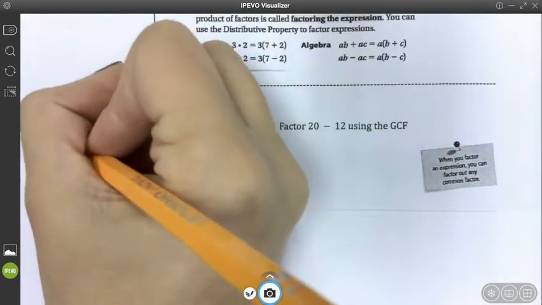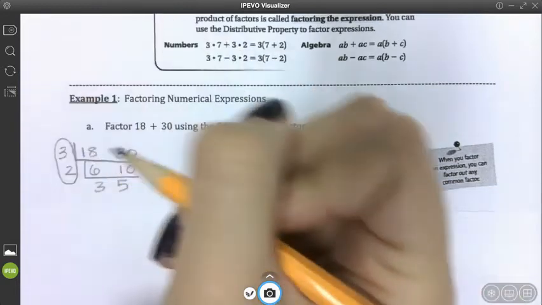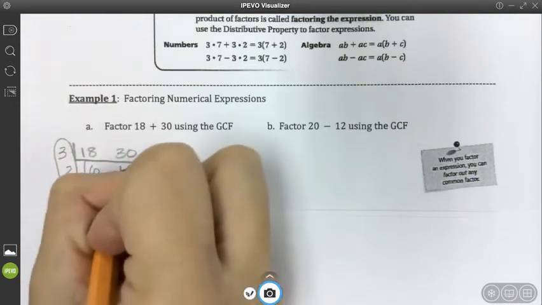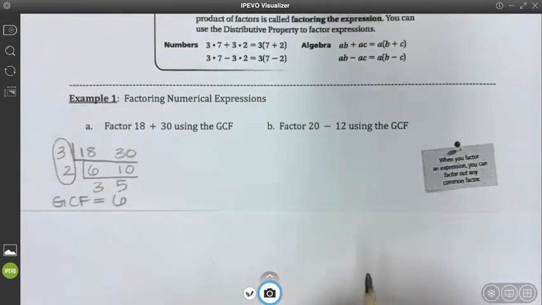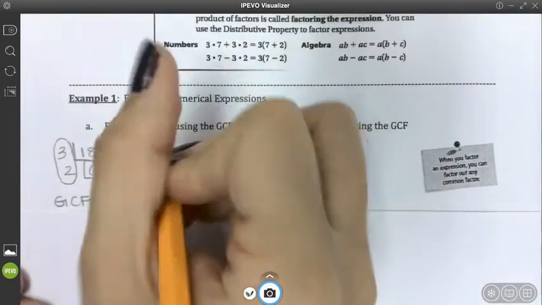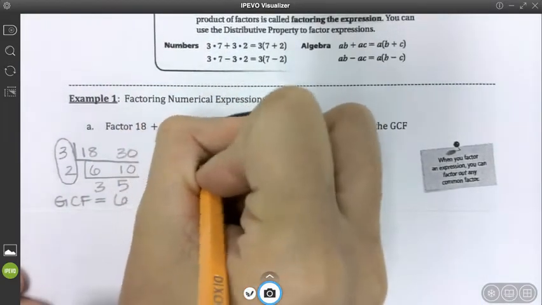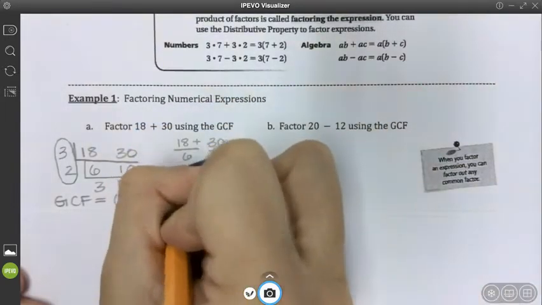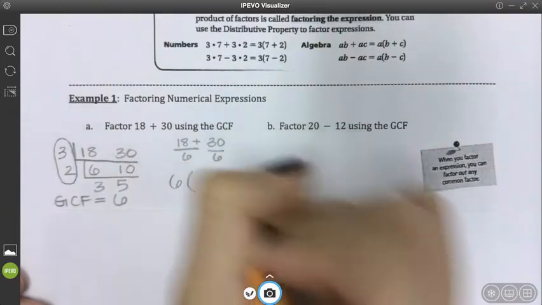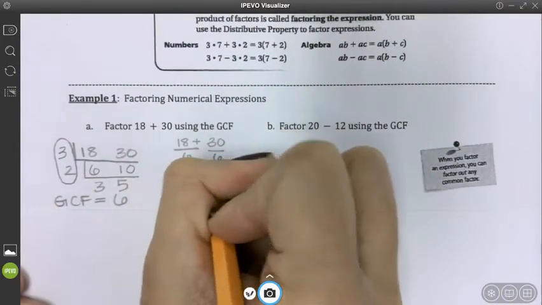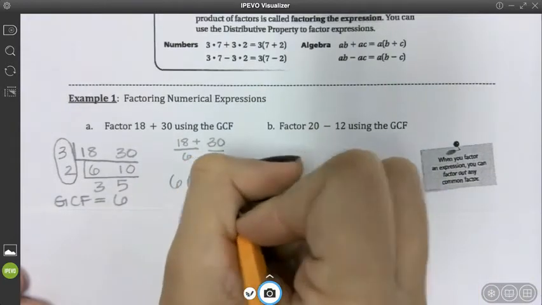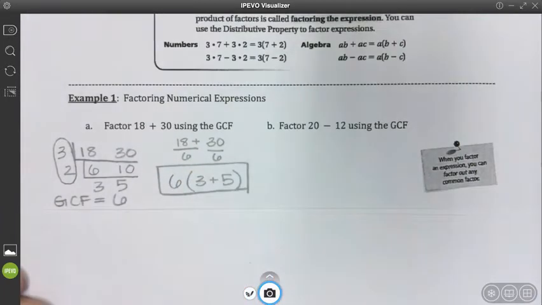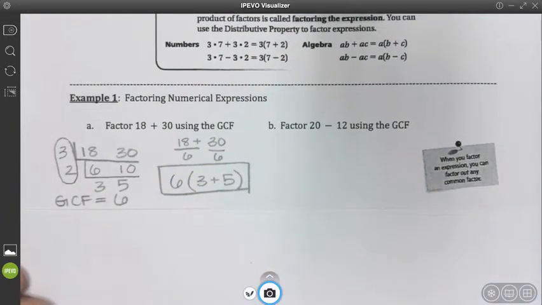So as a reminder, the GCF is found by circling your numbers on the left side and multiplying them. So my GCF is 6. When we factor out a number, we are going to take 18 plus 30 and divide each of these by 6. So we're going to take a 6 out, and 18 divided by 6 is 3, and 30 divided by 6 is 5. So we just created a problem that looks like the distributive property because we reversed distributive property.